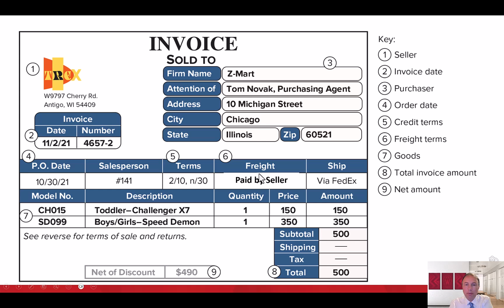Looks like the shipping cost is paid by the seller, Trex in this example, by Federal Express. It shows what we bought from them, the quantity, the price, and the grand total amount that we owe them, $500. So this is what an invoice might look like in the real world as far as all the different pieces of information on that invoice.